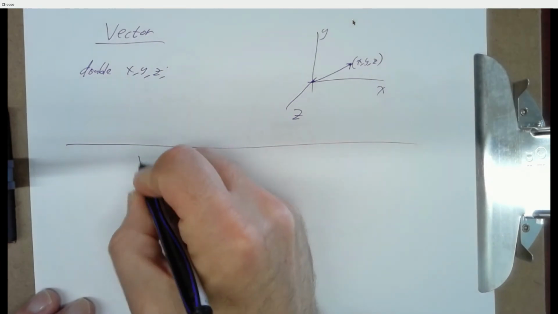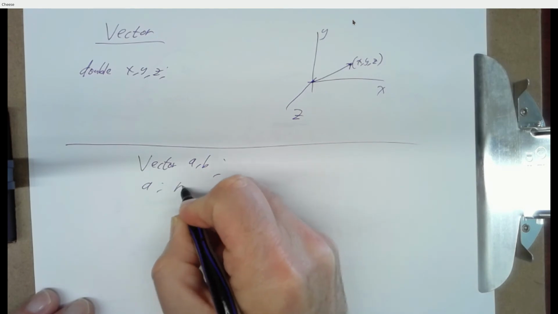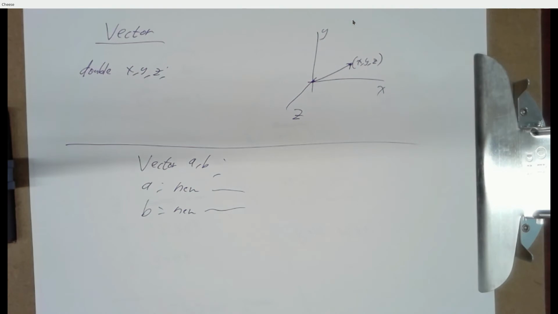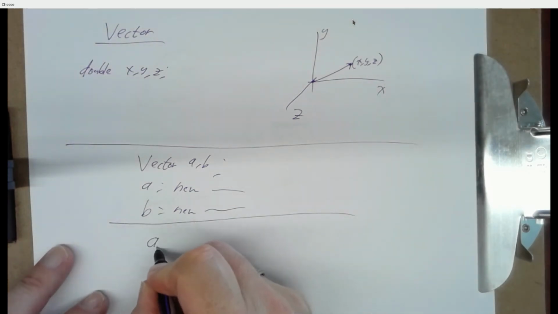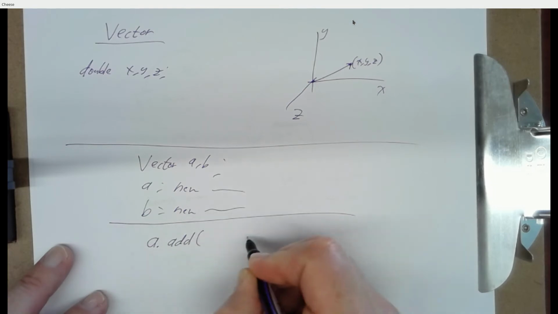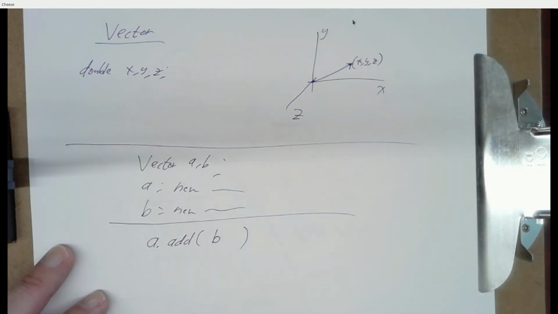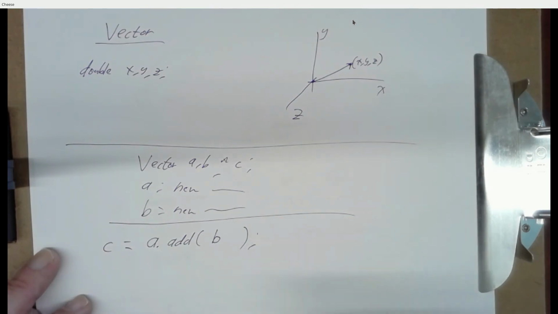So we're going to have something like vector A comma B. And we'll initialize A, and we'll initialize B. And now we want to do the following. We want to say A dot add, and we want to give that an argument of something like B, and we want that to return a vector which we could say set C equal to. So we want this to work: C equals A dot add parentheses B.